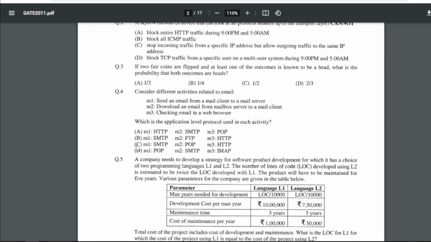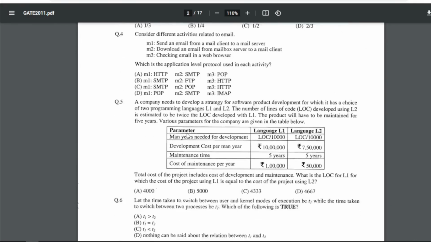So for the fourth question our answer will be 3: SMTP for sending an email from a mail client to a mail server, POP to download an email from a mailbox server to an email client, and HTTP is used for checking email in a web browser.